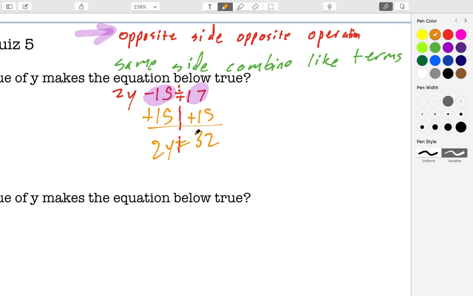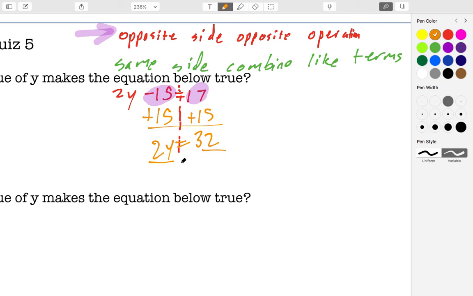What operation is 2y? What operation is 2y even? So when they're really close like that, what is the operation? Okay. Call on someone for me. Help me out. Multiplication. Now, what is the inverse operation of multiplication, Jacob? Division. So we are going to divide by what?